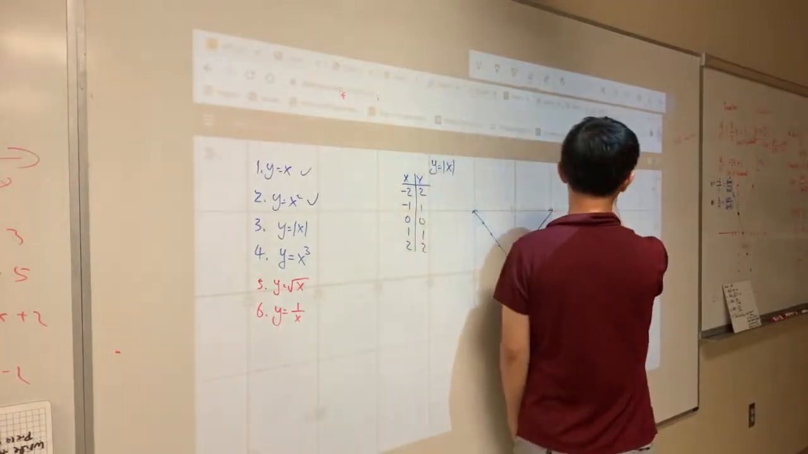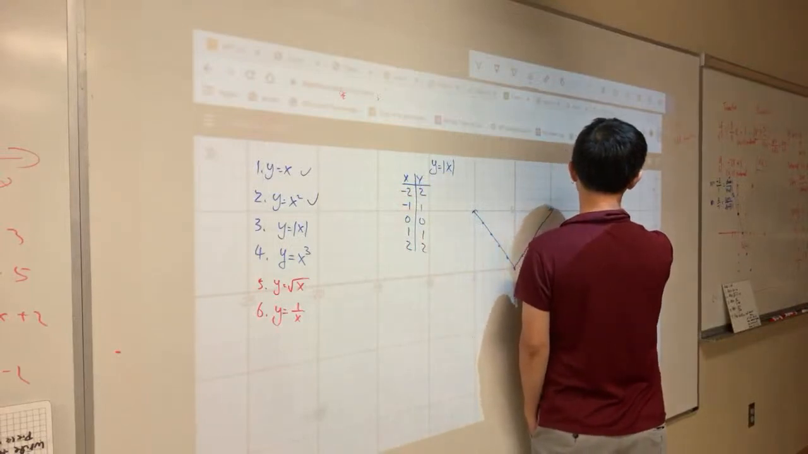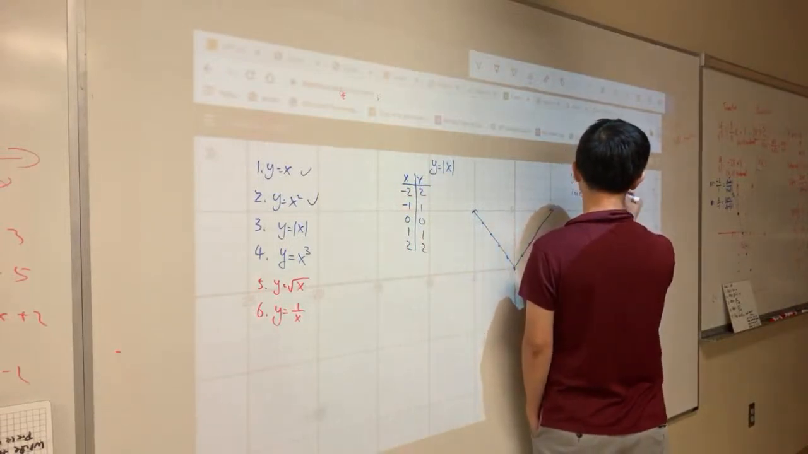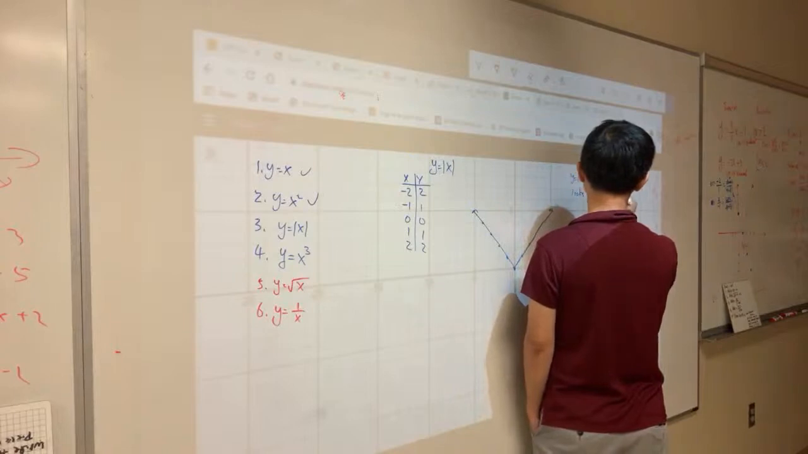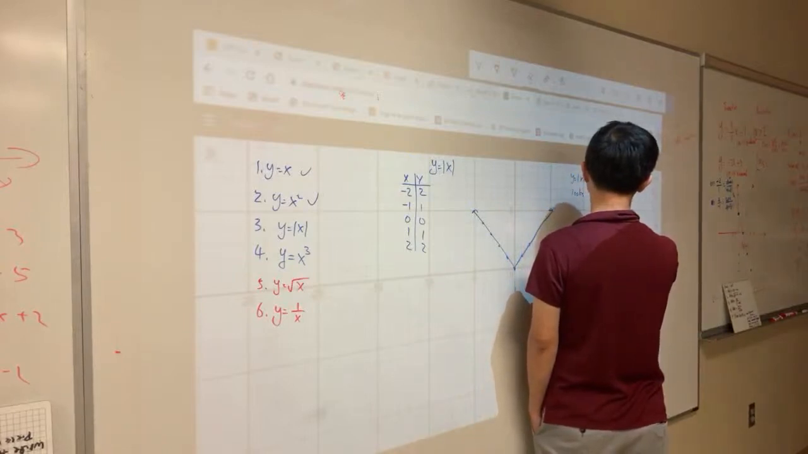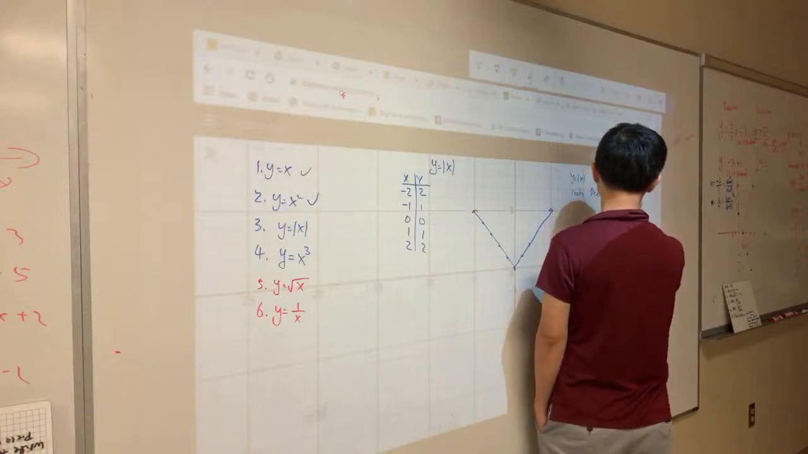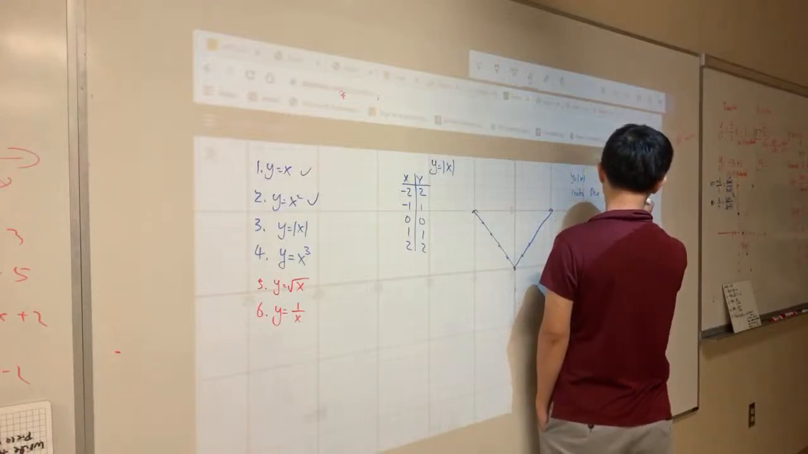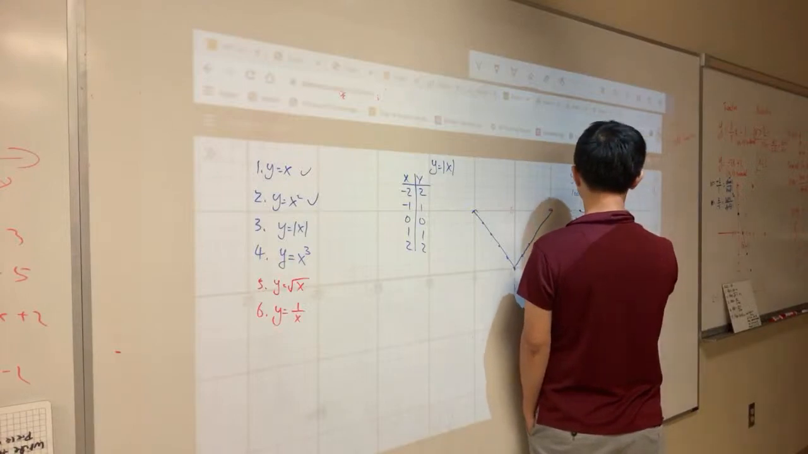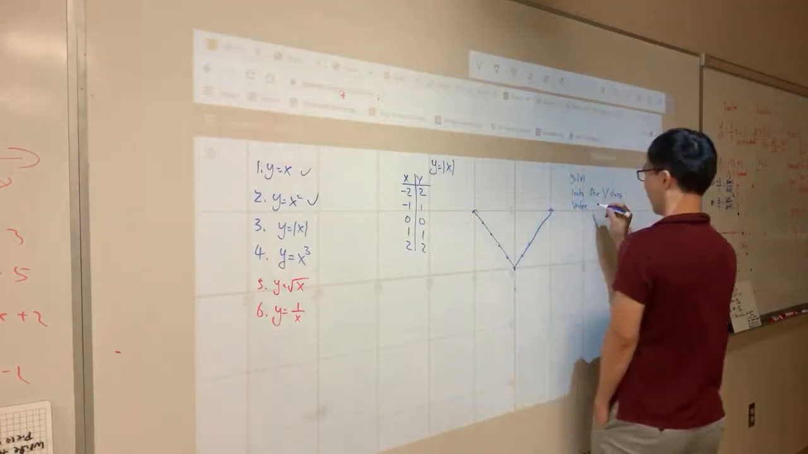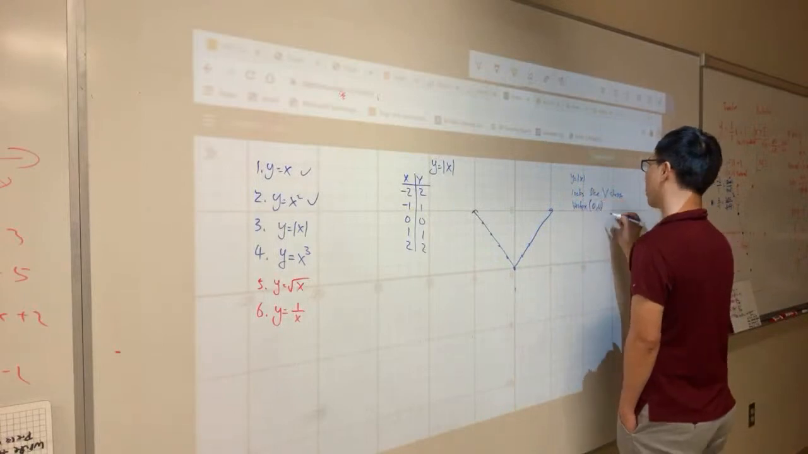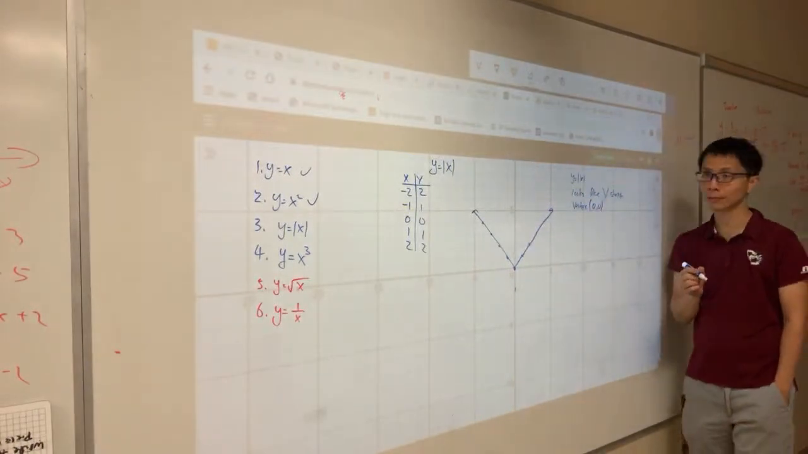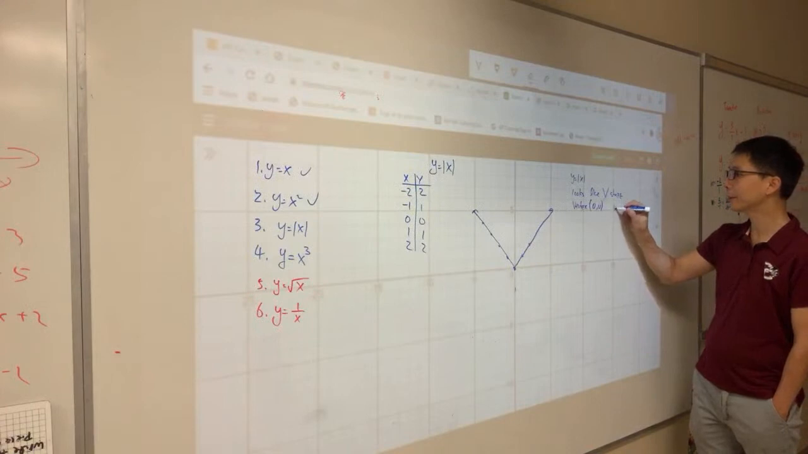So y equals absolute value of x. We're going to give it a nickname: it looks like a V. The V shape. And it has a vertex of (0, 0), or we'll sometimes call it the anchor point. So it's anchored.